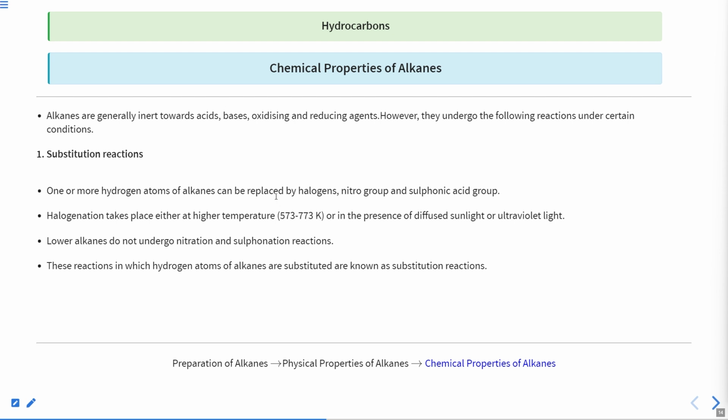Next, lower alkanes do not undergo nitration and sulfonation reactions, because they are very less polar in nature, so they are not reactive towards these reactions. A reaction in which hydrogen atoms of alkanes are substituted with any other group is called a substitution reaction. What we are doing here is removing hydrogen and adding different groups like a nitro group, halogen group, or sulfonic acid group. We are removing a group and substituting another group, and that is called a substitution reaction.